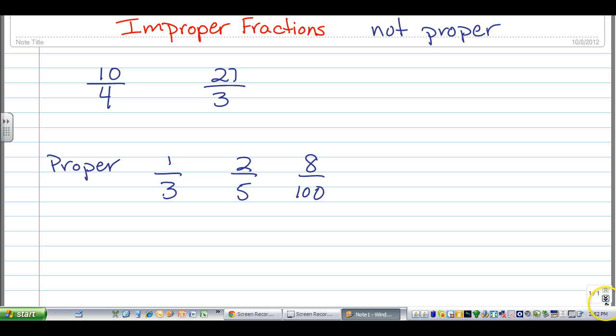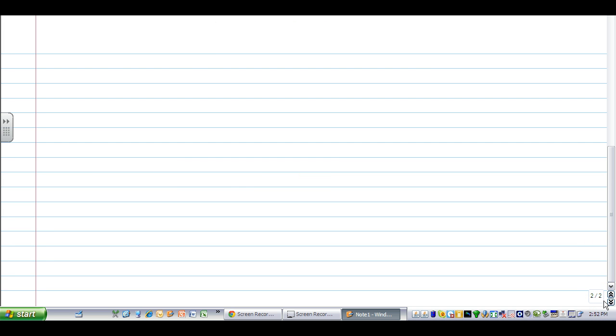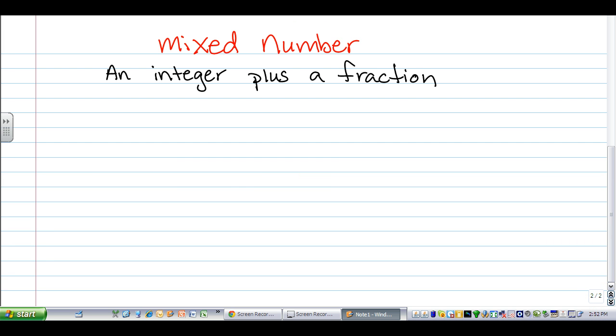Well, when you have an improper fraction, you need to change it to a mixed number. A mixed number is simply an integer plus a fraction. So this is a mixed number: 3.5. There is an integer plus a fraction. It can be negative.